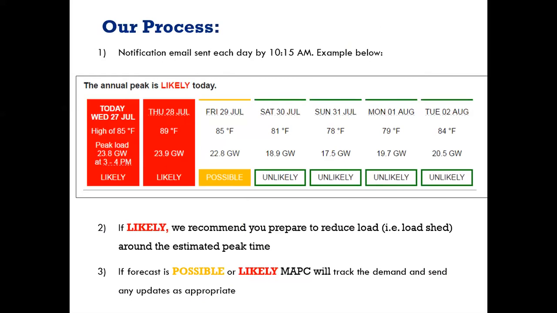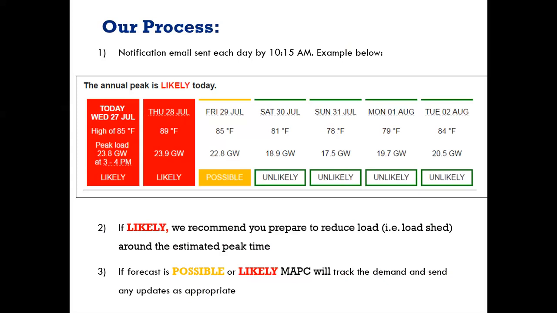So the possible days are ones where you might want to implement a load shed or reduce demand if you can. The likely ones are where you definitely want to, and you can see that on the day of, the furthest to the left, we not only give you the rating for the day, but the exact hour that ISO estimates that the peak will happen.